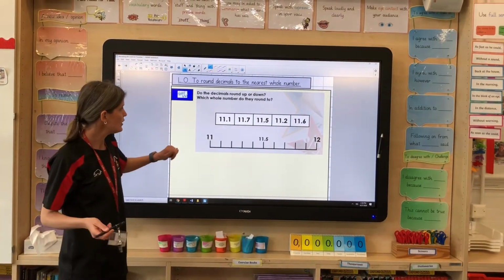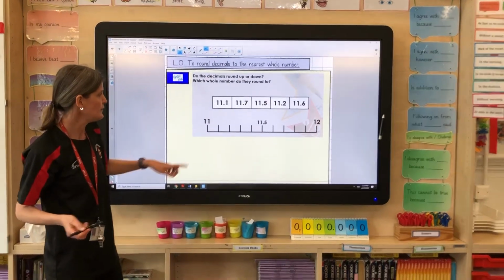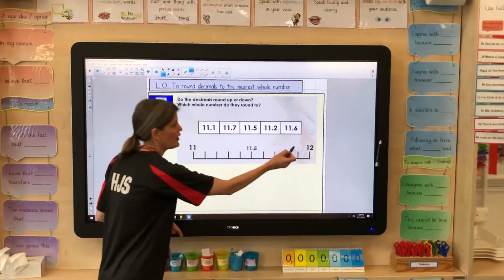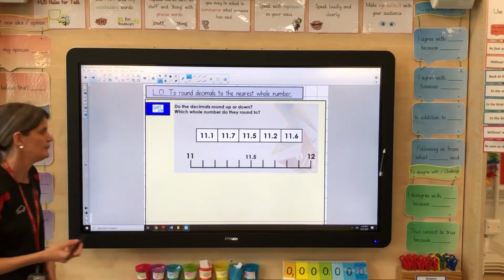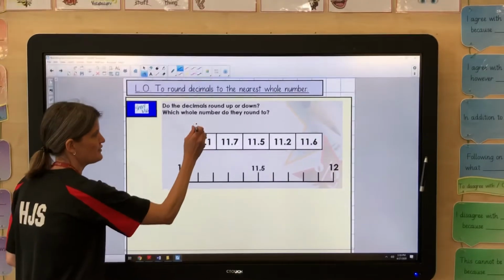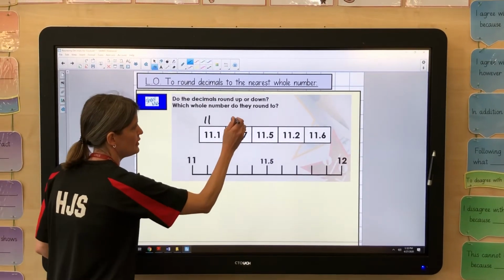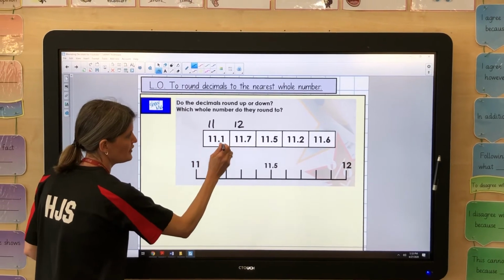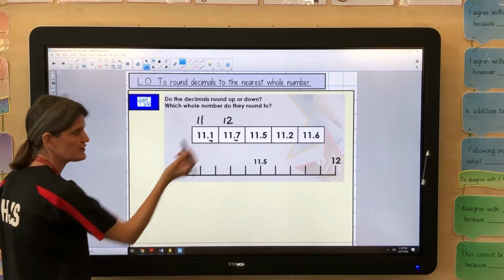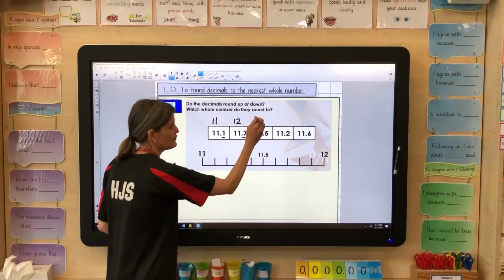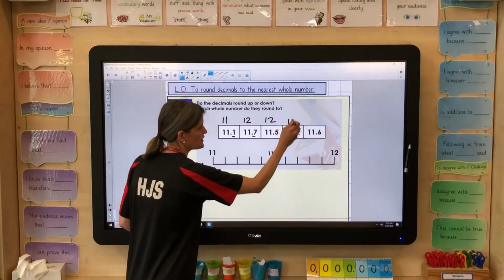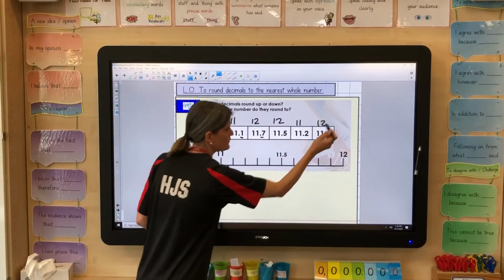Okay, your go. Do the decimals round up or down? Here's your whole numbers, 11 and 12. Pause the clip when you're ready. 11.1 rounds down, rounds up. Remember, it's the tenth digit that's telling us whether it's going to round up or down. 11.5 rounds up, rounds down, rounds up.